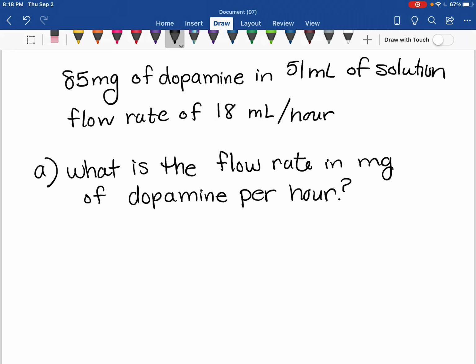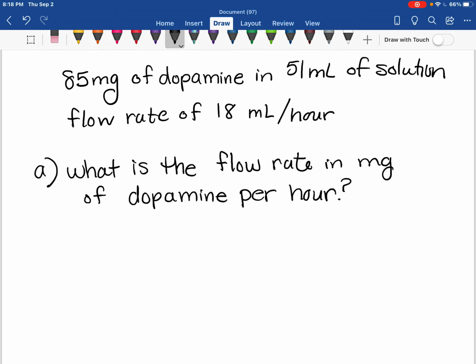In this example, we are going to look at unit analysis in terms of finding flow rates for dopamine. So the question gives us that there's 85 milligrams of dopamine in a 51 milliliter of solution, and the flow rate is 18 milliliters per hour. So the first part of this question asks, what is the flow rate in milligrams of dopamine per hour?